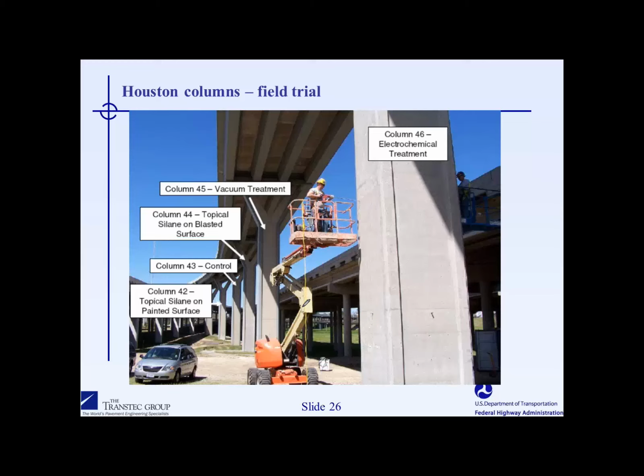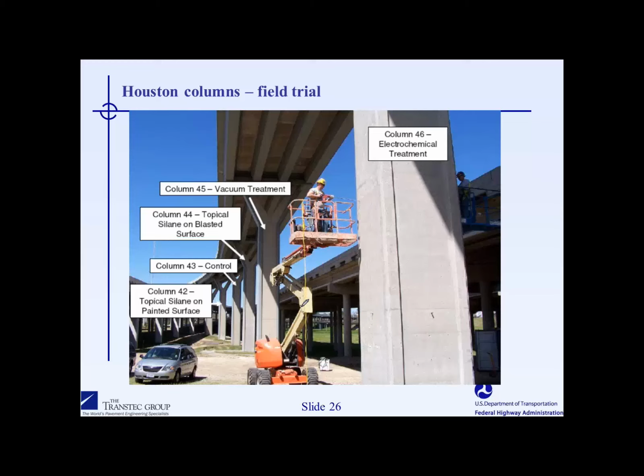We then turned our sights on one last field trial that I'll discuss today with regard to lithium, and this was a series of ASR-affected columns in Houston, Texas. With our experience already from the Idaho and Massachusetts trials, we had already decided that we wouldn't spend any more resources on topical application of lithium. And although our vacuum technique wasn't very effective in Boston, we wanted to give it one more shot.